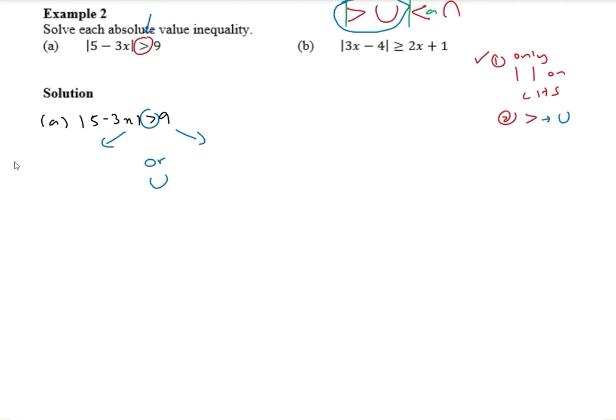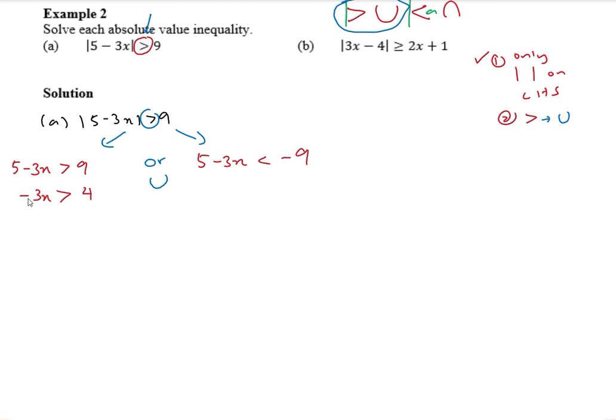Remember the steps to separate. The first one is to just copy exactly the same. The next one is to flip the sign and put a negative in front of the right expression, and then you solve for x.